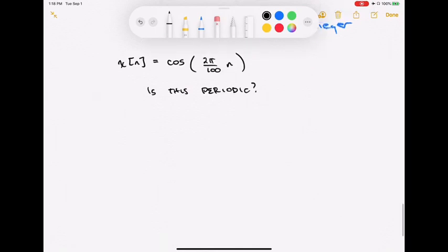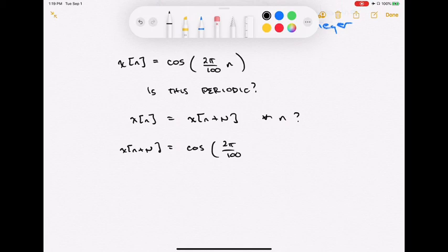How would I test this out? I need to find out, is x of n equal to x of n plus some cap N for all n? Is that statement true? Let's go ahead and look at x of n plus cap N, plug it into the definition of what we know x of n is. That's a cosine of 2 pi over 100, but now the argument is getting changed from n to n plus cap N. And I know this whole thing then is just going to be a cosine of 2 pi over 100 times little n plus 2 pi over 100 times cap N. Something like that.